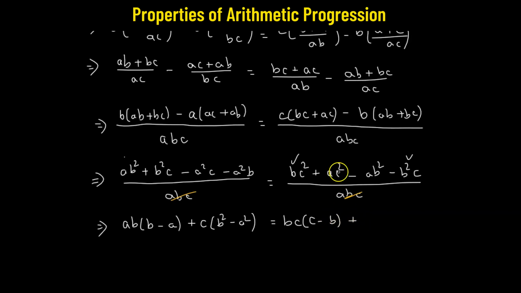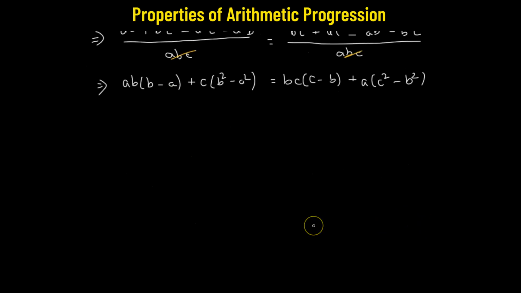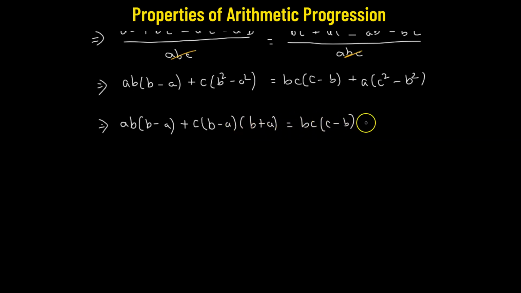Plus, we're going to combine the second and the third term by taking a as the common factor. So we have c squared minus b squared. Now let's further simplify. So we will have ab multiplied to (b minus a) plus c times (b squared minus a squared), which is simply (b minus a)(b plus a), equals bc multiplied to (c minus b) plus a times (c squared minus b squared), that has the factor (c minus b)(c plus b).